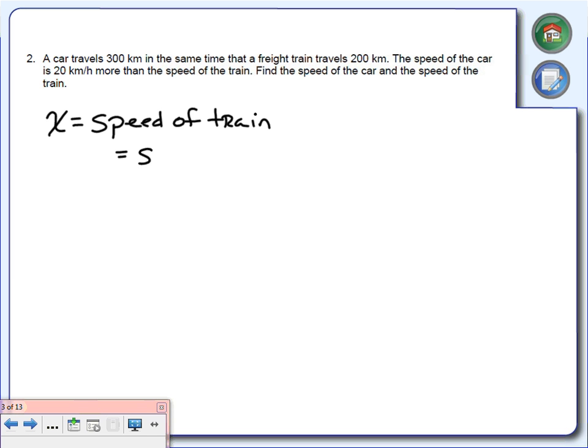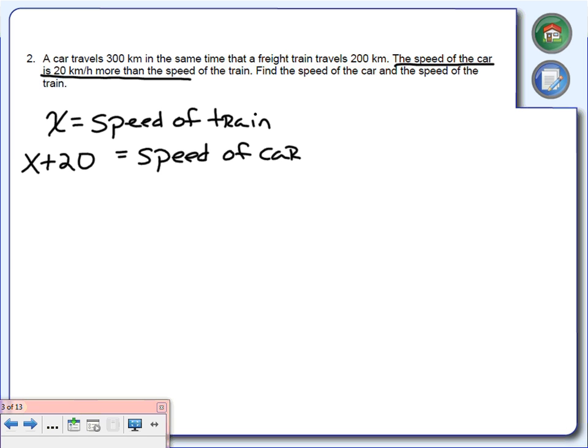Now the next one here, remember they're also asking me for the speed of the car. I also want to know what the speed of the car is. Now if you read closely here, look what it says about the speed of the car. It says the speed of the car is 20 kilometers more than the speed of the train. So if I'm calling the speed of the train X, what do I need to call the speed of the car? Now we're getting closer. 20 plus X, or X plus 20.